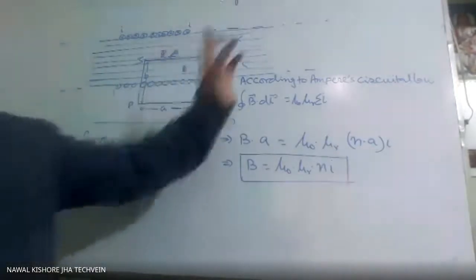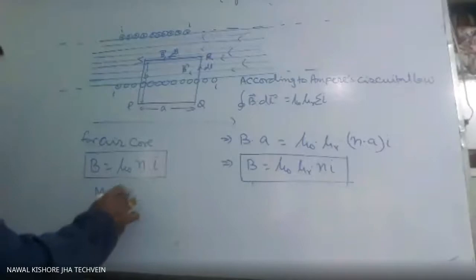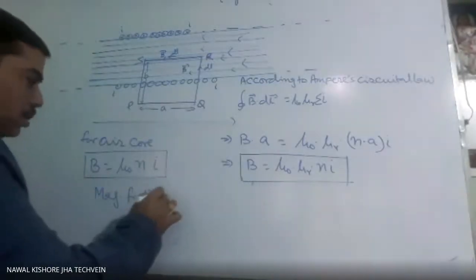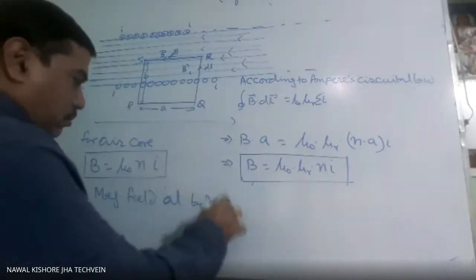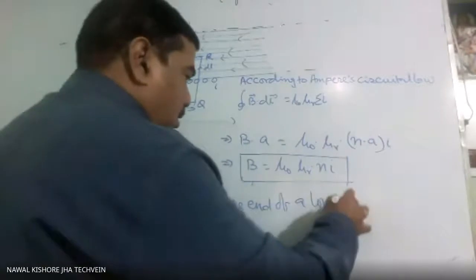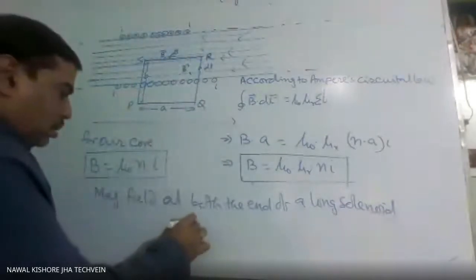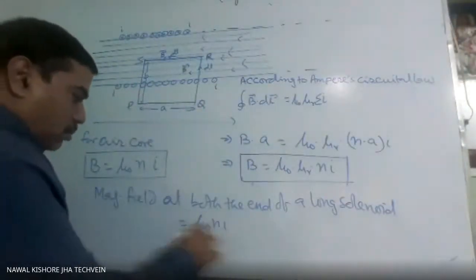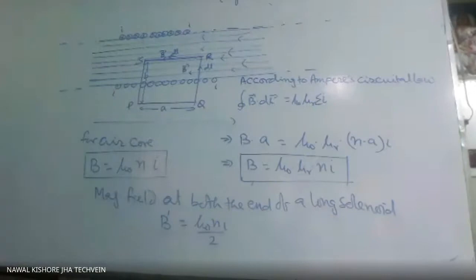Now, what will be the magnetic field at both ends? It is half of this. We are not to derive the relation. Simply, we have to know the formula. So, the magnetic field at both the ends of the long solenoid is mu naught n I over 2. B dash we can say. So this will be half of this.